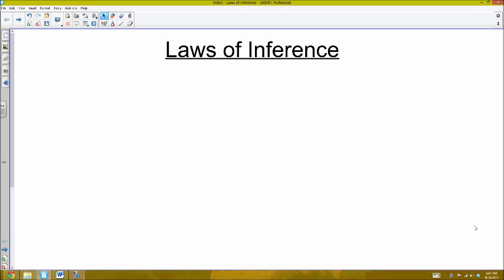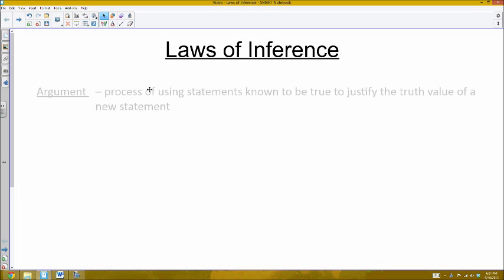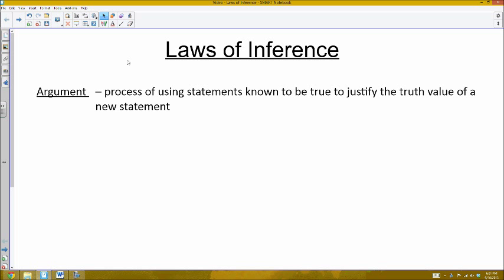The laws of inference are basically arguments that show up over and over and over again in math, so much so that they get special names. So the first question is, what exactly is an argument? Well, an argument is basically the process of using statements which are known to be true to justify the truth value of some new statement.